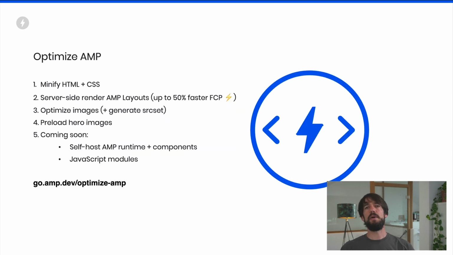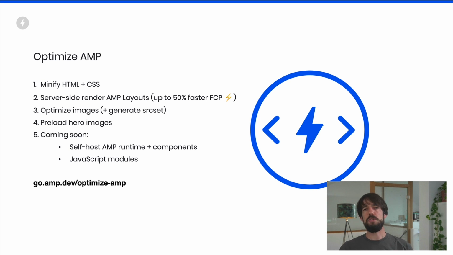So when it comes to optimizing AMP pages, you should be doing all the things that you do for any web page. So minify HTML and CSS, optimize images, preload hero images, and really important, optimize server response time. However, there's one thing that's specific to AMP, and that is server-side rendering the AMP layouts.